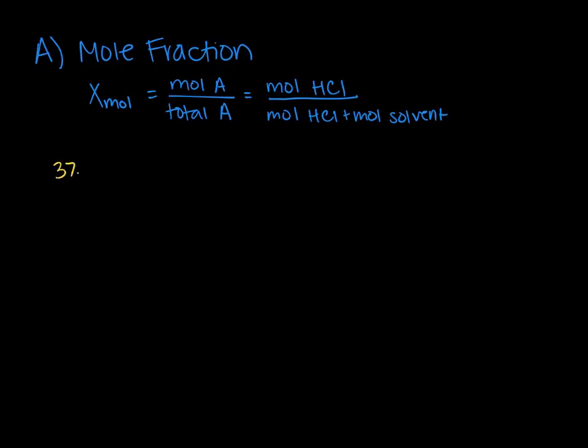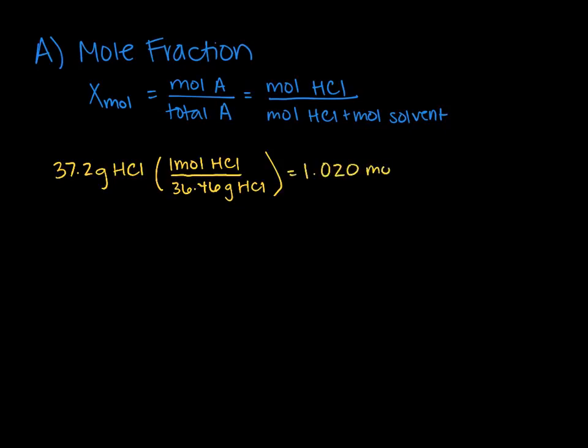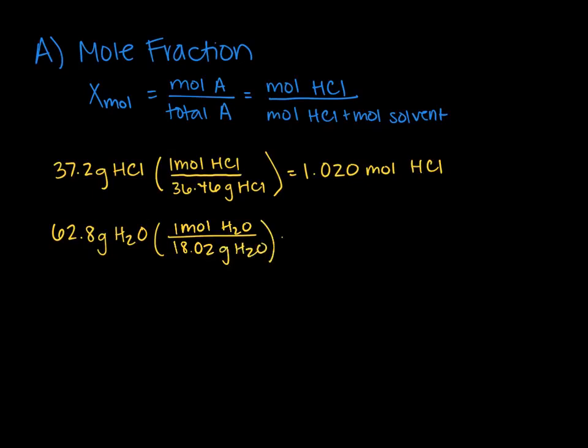If we have 37.2 grams of HCl, we can use the molar mass to find the moles. We'll do 1 mole of HCl per 36.46 grams of HCl. This is the molar mass. The result we get is 1.020 moles of HCl. We can do the same thing to find the moles of H2O. We have 62.8 grams of H2O. Divide that by the molar mass. We're left now with 3.485 moles of H2O.